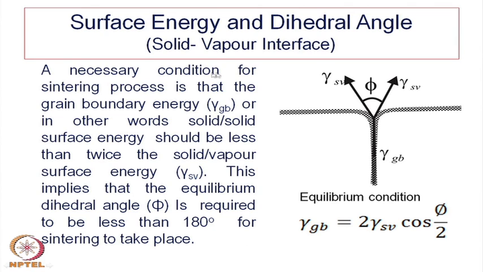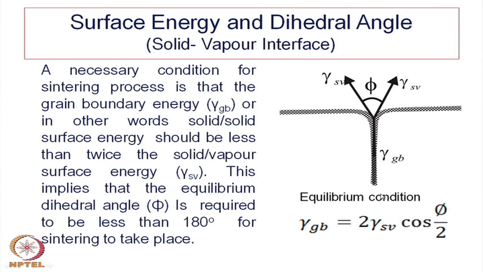A necessary condition for sintering process is that the grain boundary energy, that is the solid surface energy, should be less than twice the solid vapor surface energy, that comes out from that particular geometry. This implies that the equilibrium dihedral angle, which is phi, is required to be less than 180 degree for the sintering to take place. Now, what does it really mean?